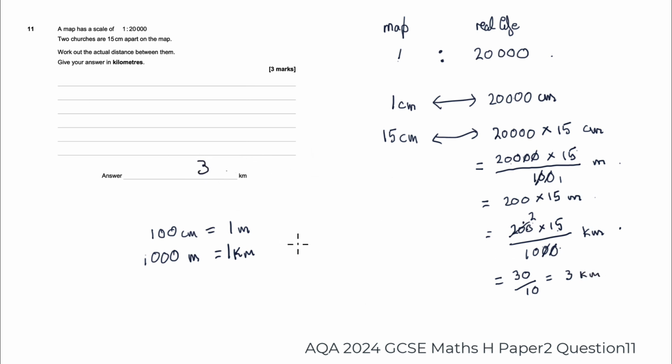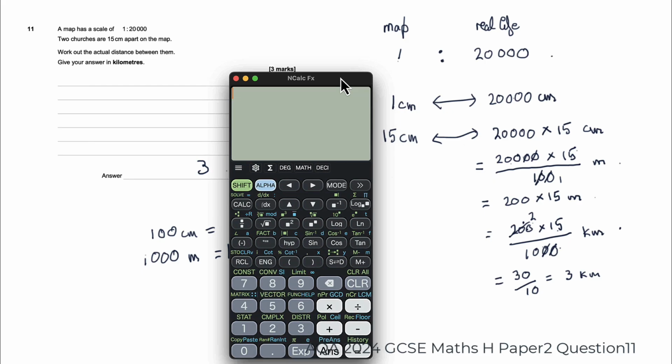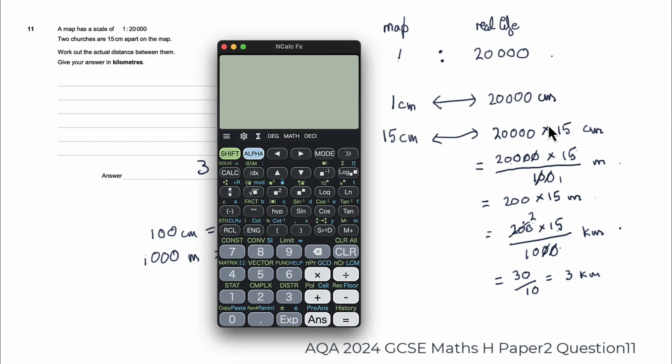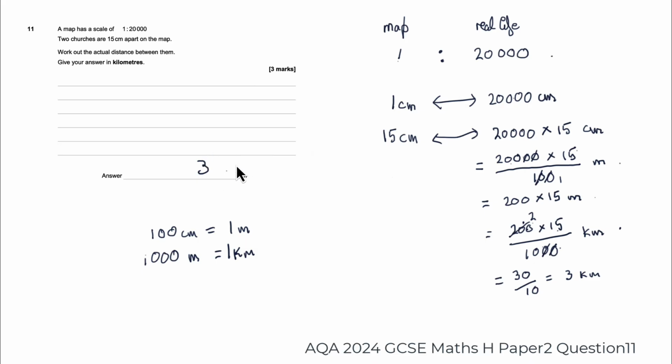Now of course you are allowed to use your calculator, and the calculation that we would therefore do for that would be 20,000 times 15, and then the conversion from centimetres to metres, that's the divide by 100, followed by a conversion to kilometres, that's dividing by 1,000. There's 3. So it's done very easily on the calculator. So 3 kilometres for the answer.